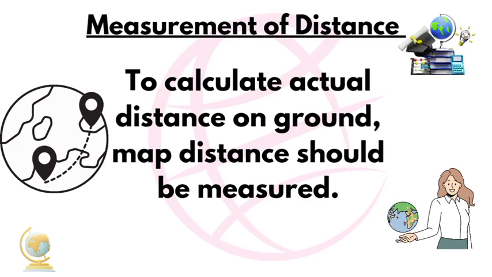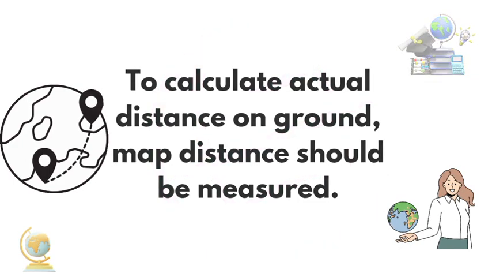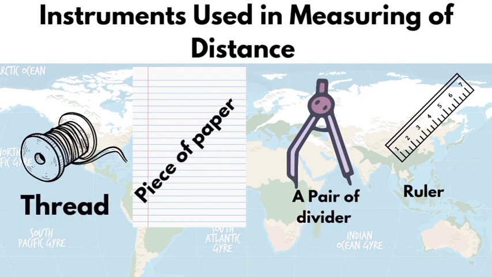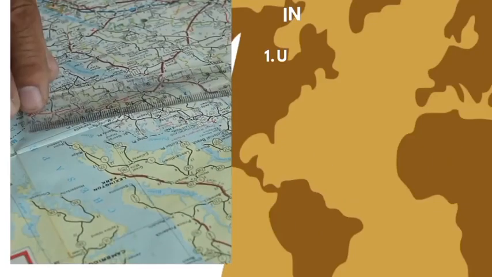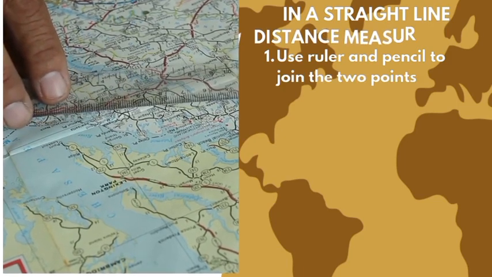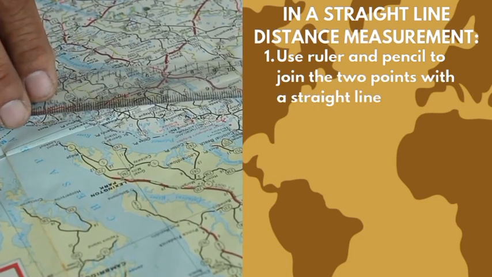In distance measurement on map, we'll be needing some instruments, and here are the instruments used in measurement of distance on map. We have our thread, our normal thread, which should be a white color, and also we need a piece of paper, also a pair of divider which will enable us to measure, and also we need our ruler in calculating of distance. In measurement of distances on map, we have two types of measurement.